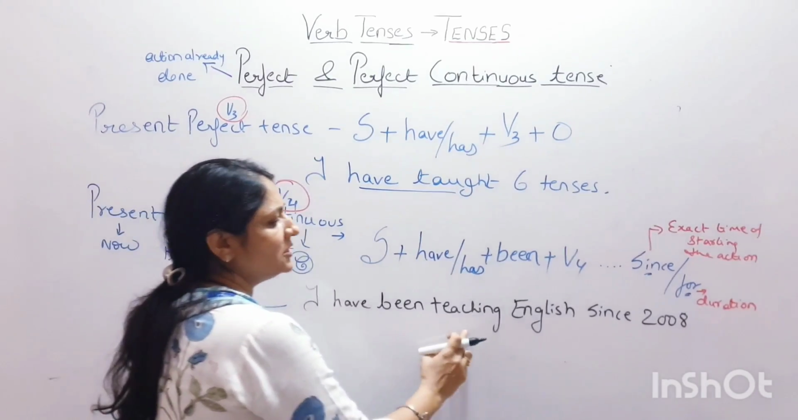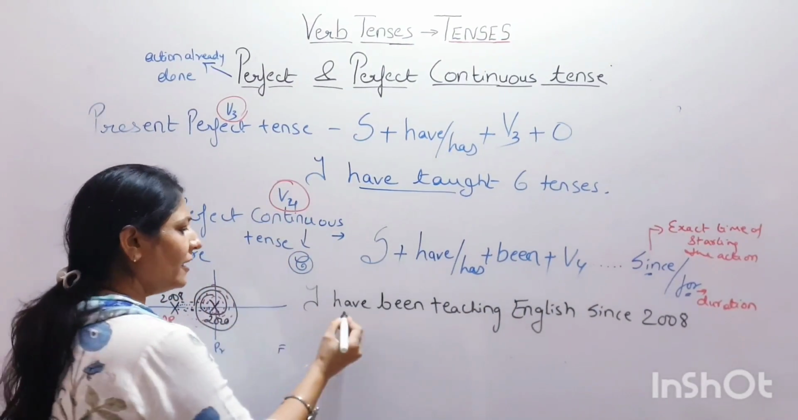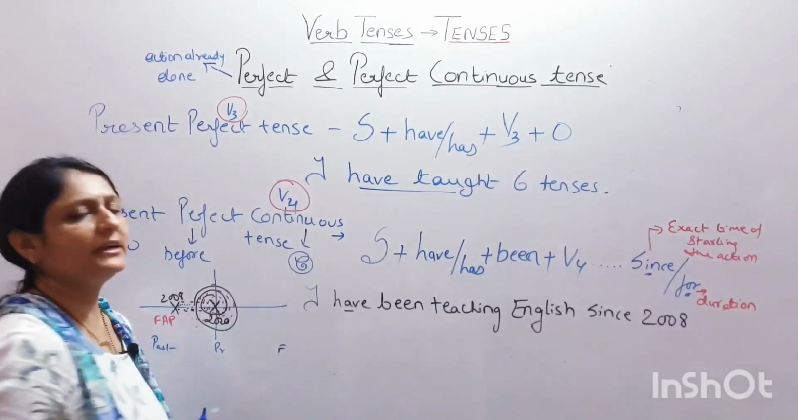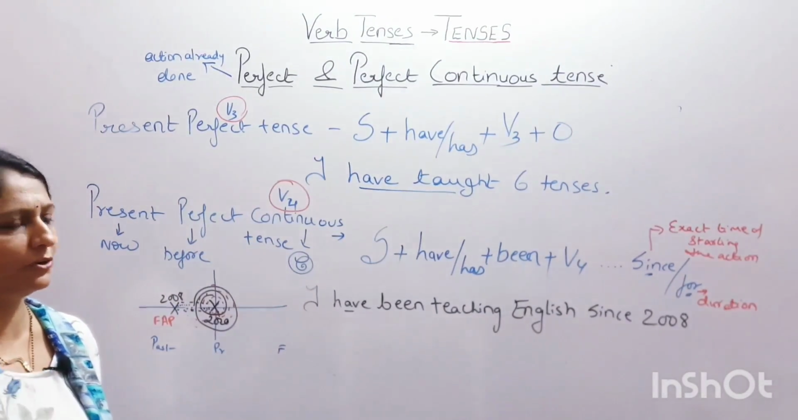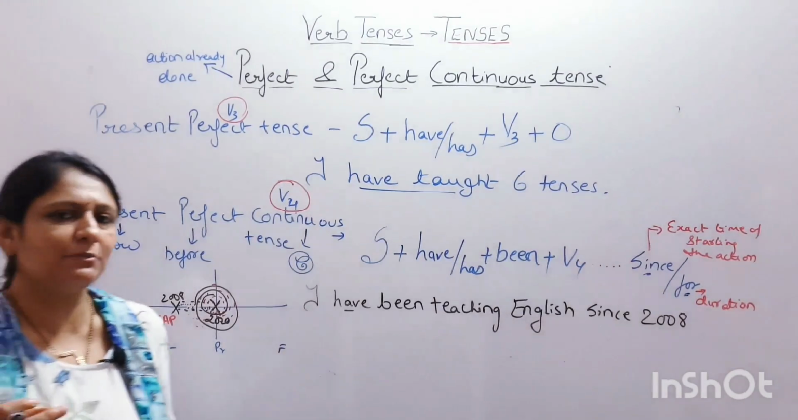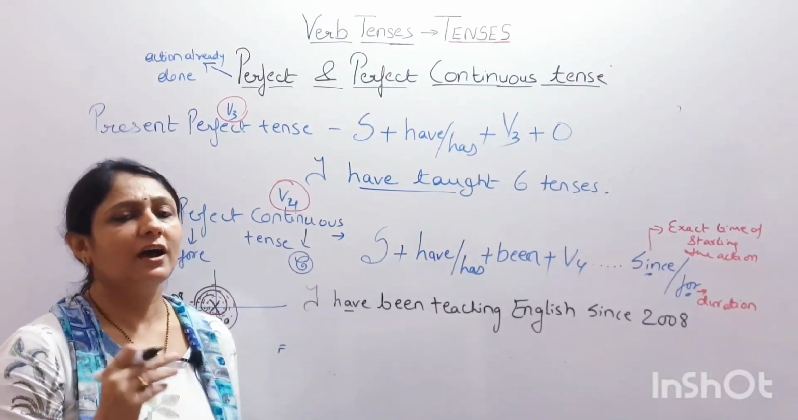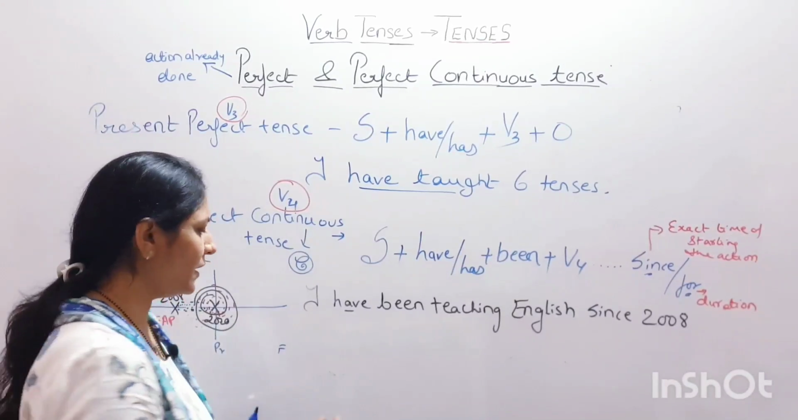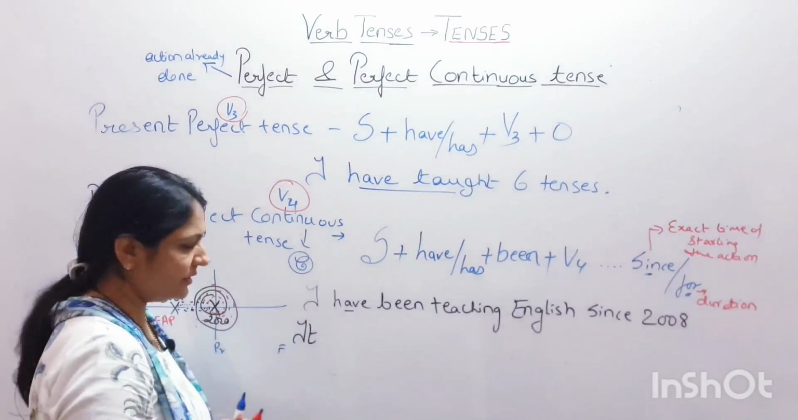I have been teaching English since 2008. I have used have because it is I over here. I is a member of plural subject group. Let's make another example. Let's imagine it has been raining since morning 5 o'clock today. How are you going to make the sentence? It's quite easy. It is considered as singular subject.